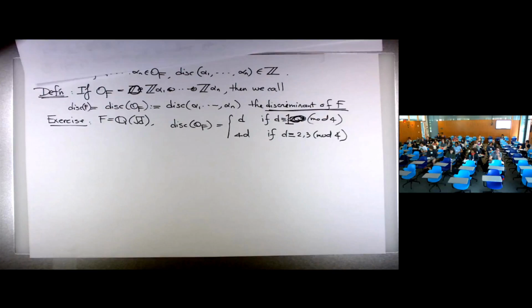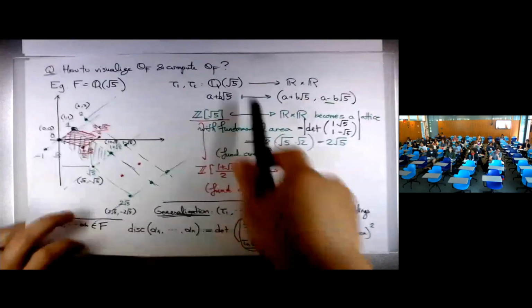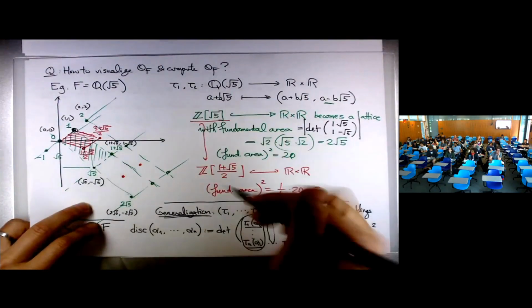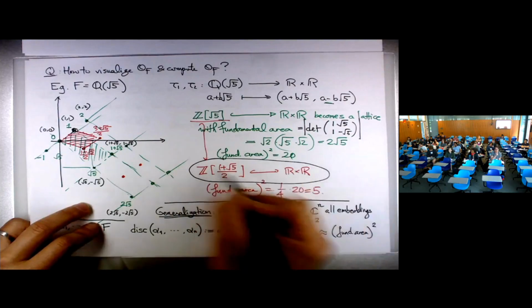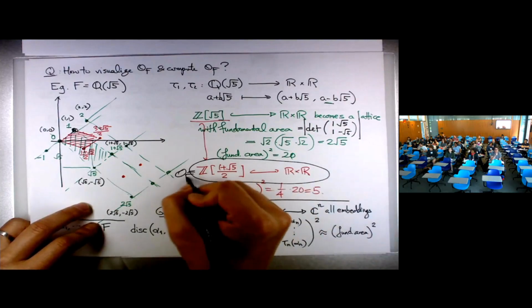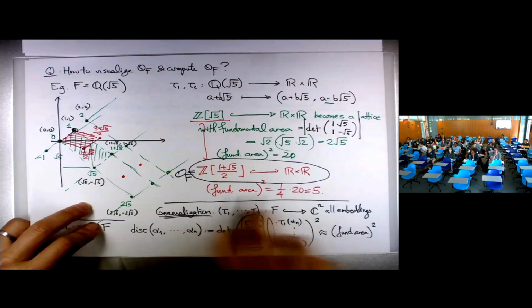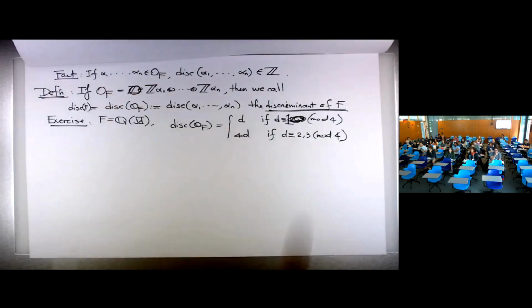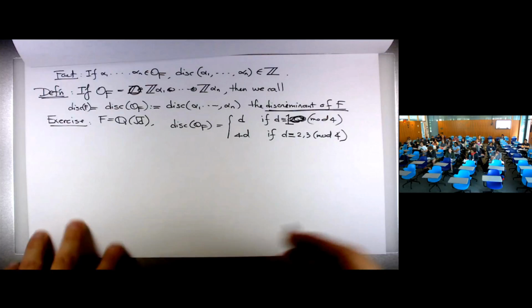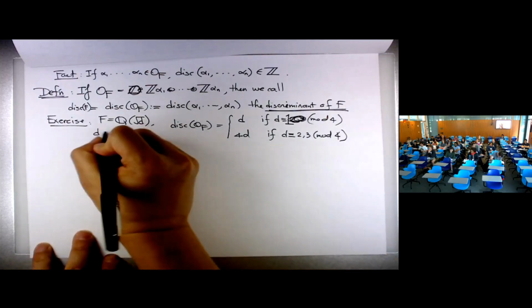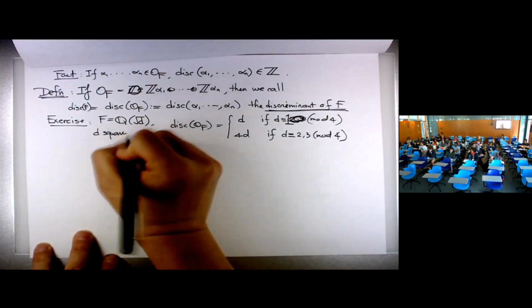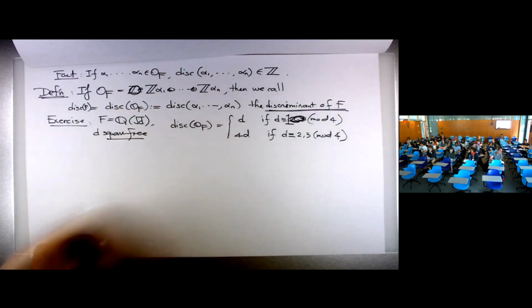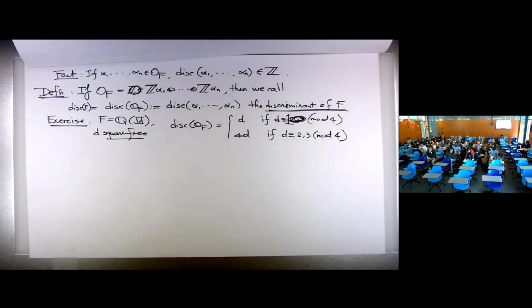Let me give an example. So here, Q adjoin root 5. I compute the discriminant. This is really the OF here. Then the square of the fundamental area is 5, which is this 5 here, root of 5. So that's somehow the first example we have here. Oh, sorry, I mean always root D. Whenever I write this, I mean root D.